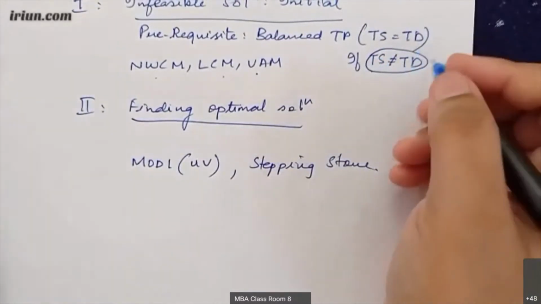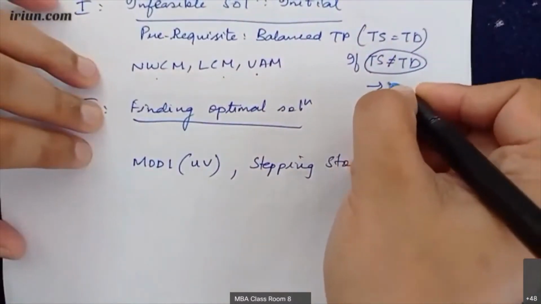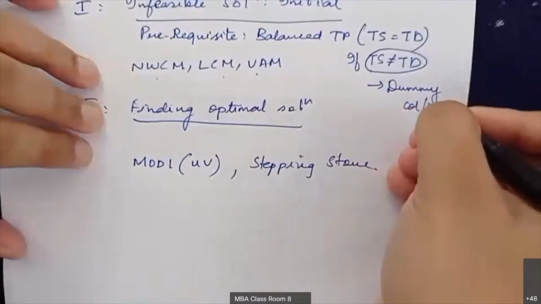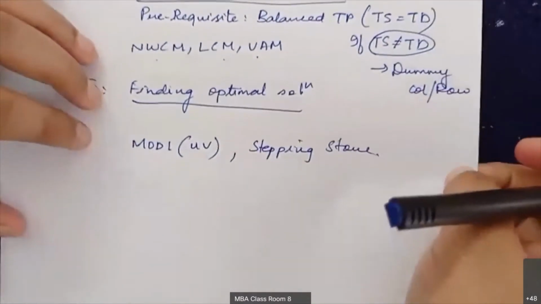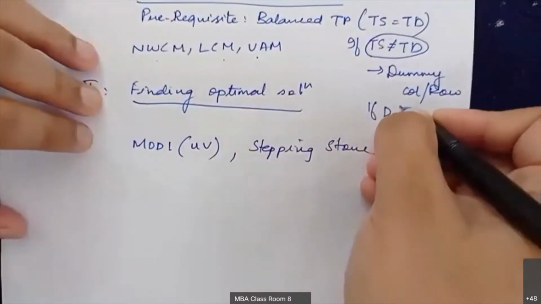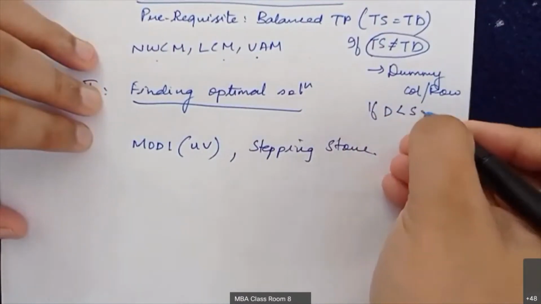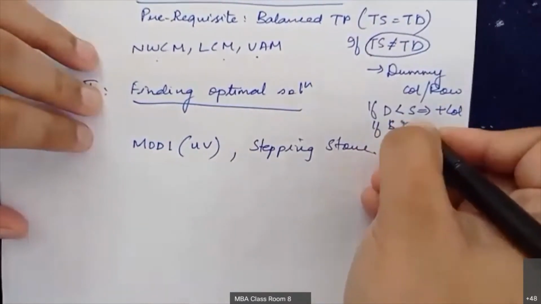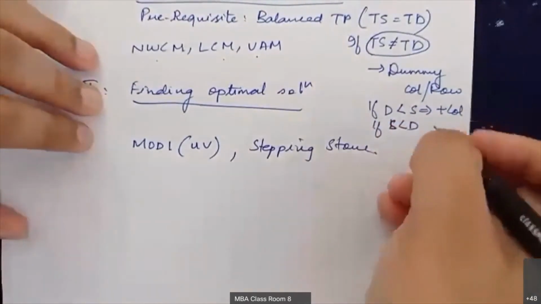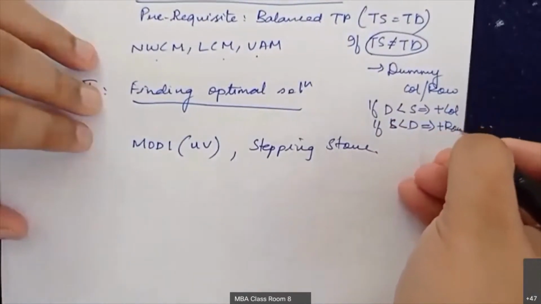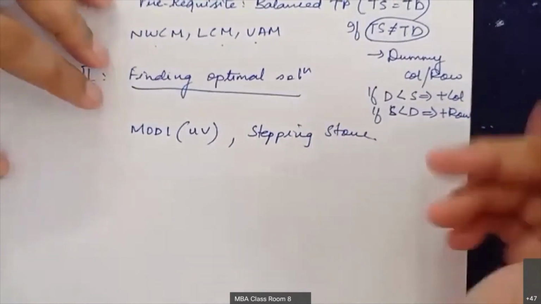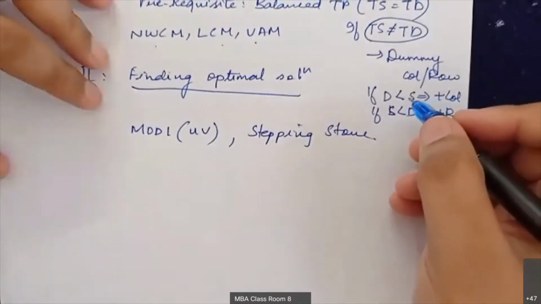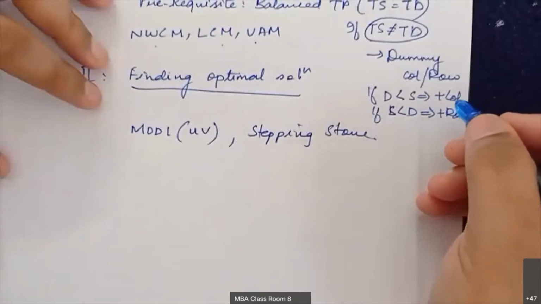So we need to balance it. How do we balance it? By adding a dummy column or dummy row. If demand is lesser than supply, then we add a column. If supply is lesser than demand, then we add a row. What will be the value of demand in this case? The difference between the supply and the demand. That value we have to include in the additional dummy column.